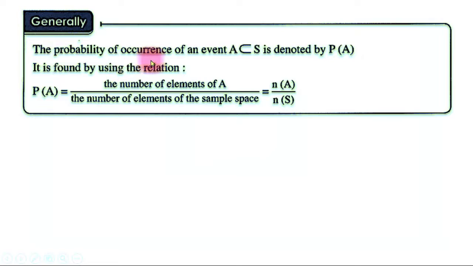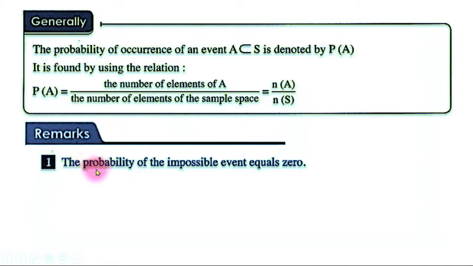Generally, the probability of occurrence of an event A, a subset of S, is denoted by P(A). It is found by using the relation: P(A) equals the number of elements of A over the number of elements of the sample space.